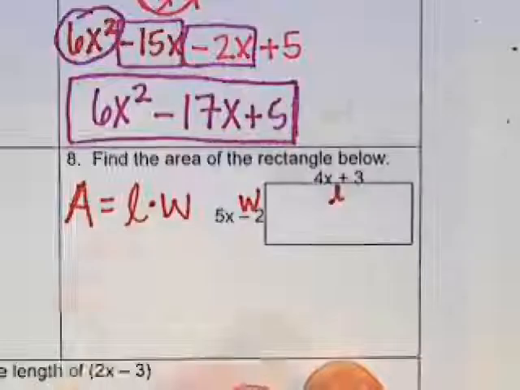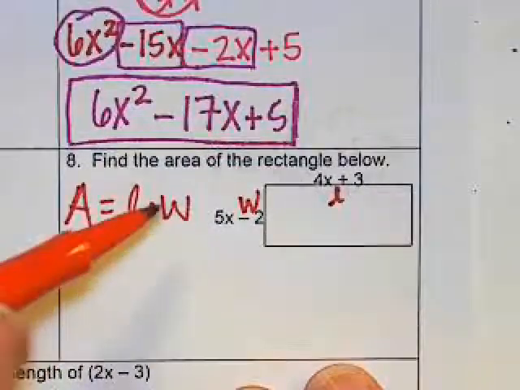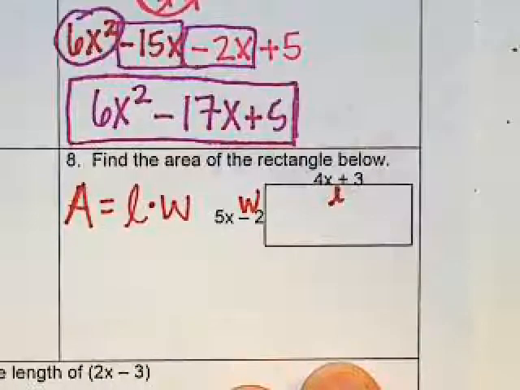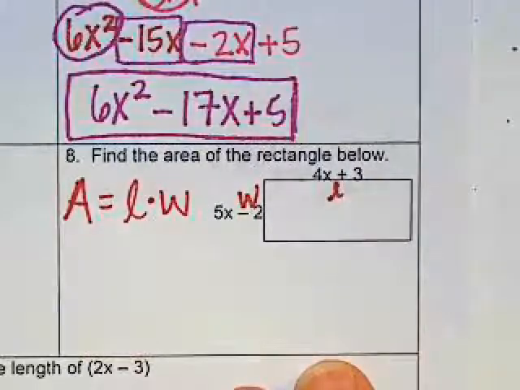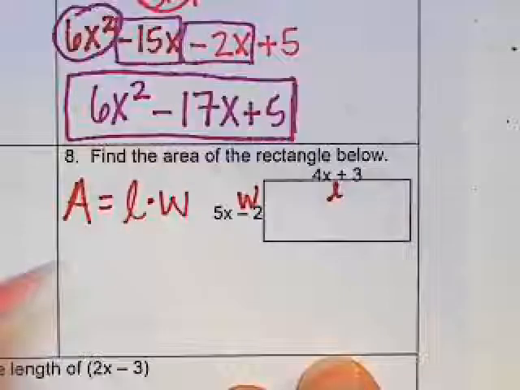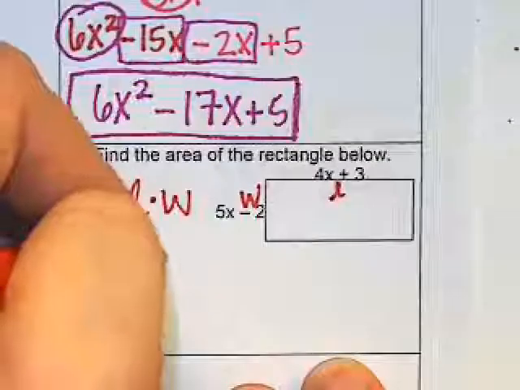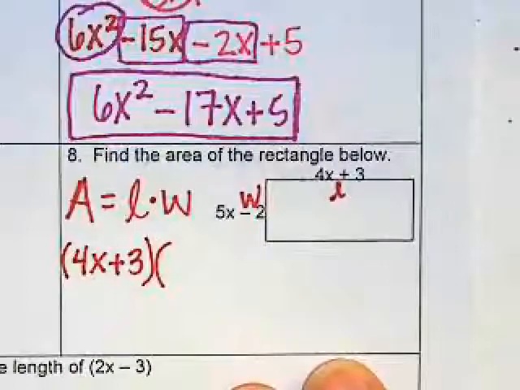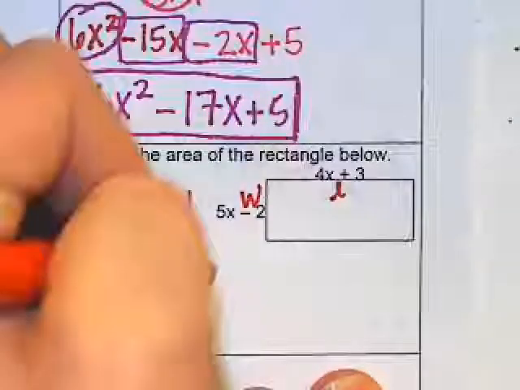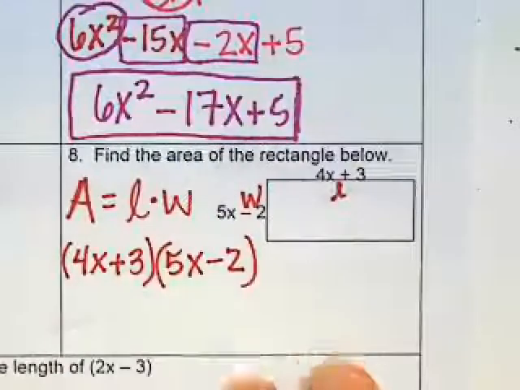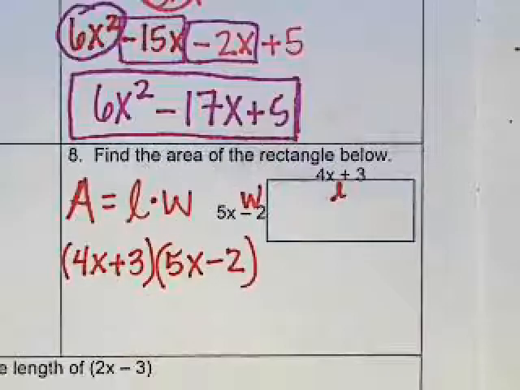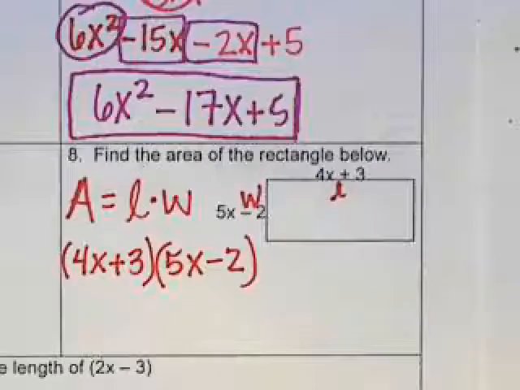Now, I'm going to have to plug them into the equation. So what's got to go around them? Parentheses. And my parentheses are going to touch because I'm multiplying. So start with your length. 4x plus 3. Then the parentheses have to touch because they're multiplying. 5x minus 2.